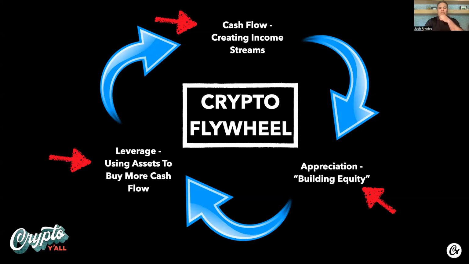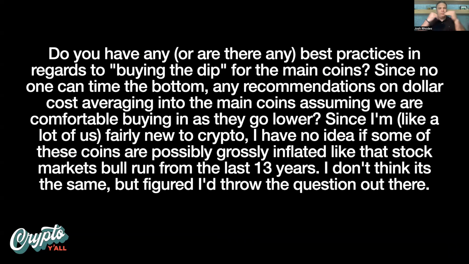So here's an example of a question that I get a lot, and I'm just going to read it. Read along with me. Do you have any best practices in regards to buying the dip for the main coins? Since no one can time the bottom, any recommendations on dollar cost averaging into the main coins, assuming we are comfortable buying in as they go lower? I think he's referring to the appreciation part of your portfolio. Since I'm, like a lot of us, fairly new to crypto, I have no idea if some of these coins are possibly grossly inflated.